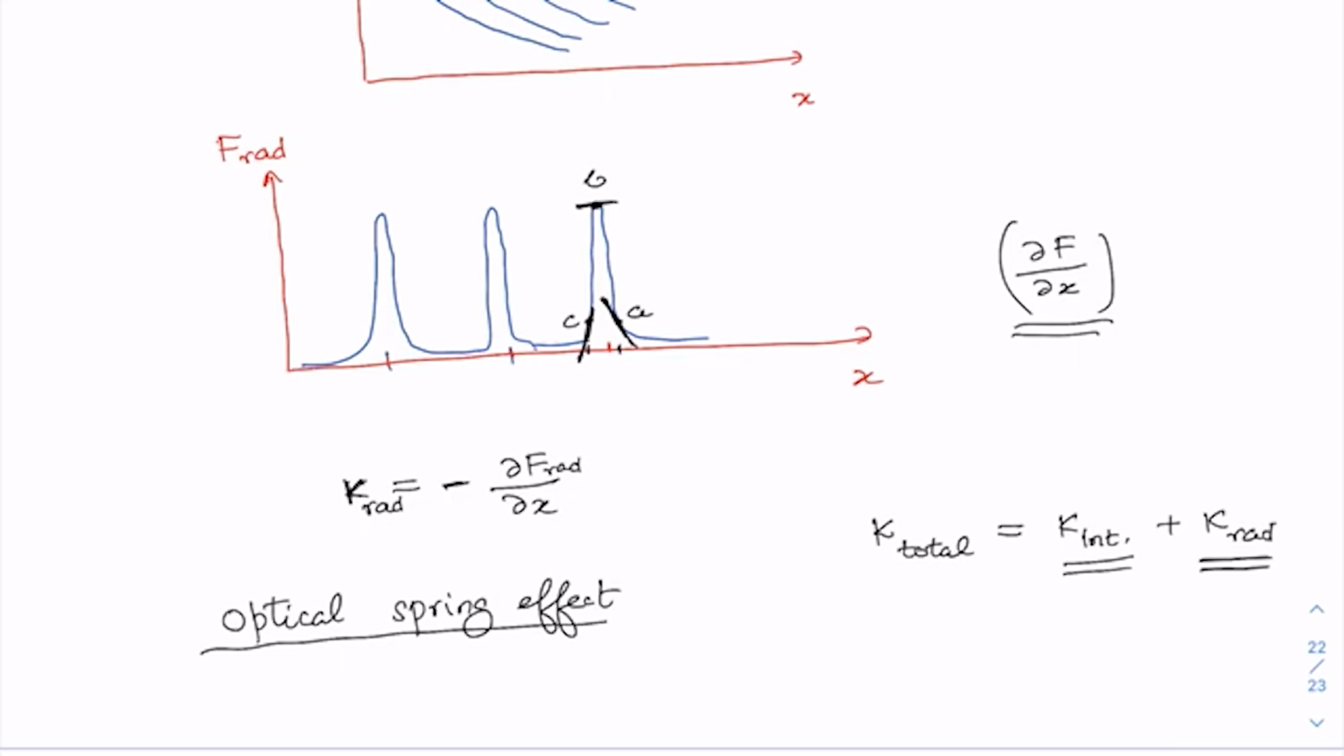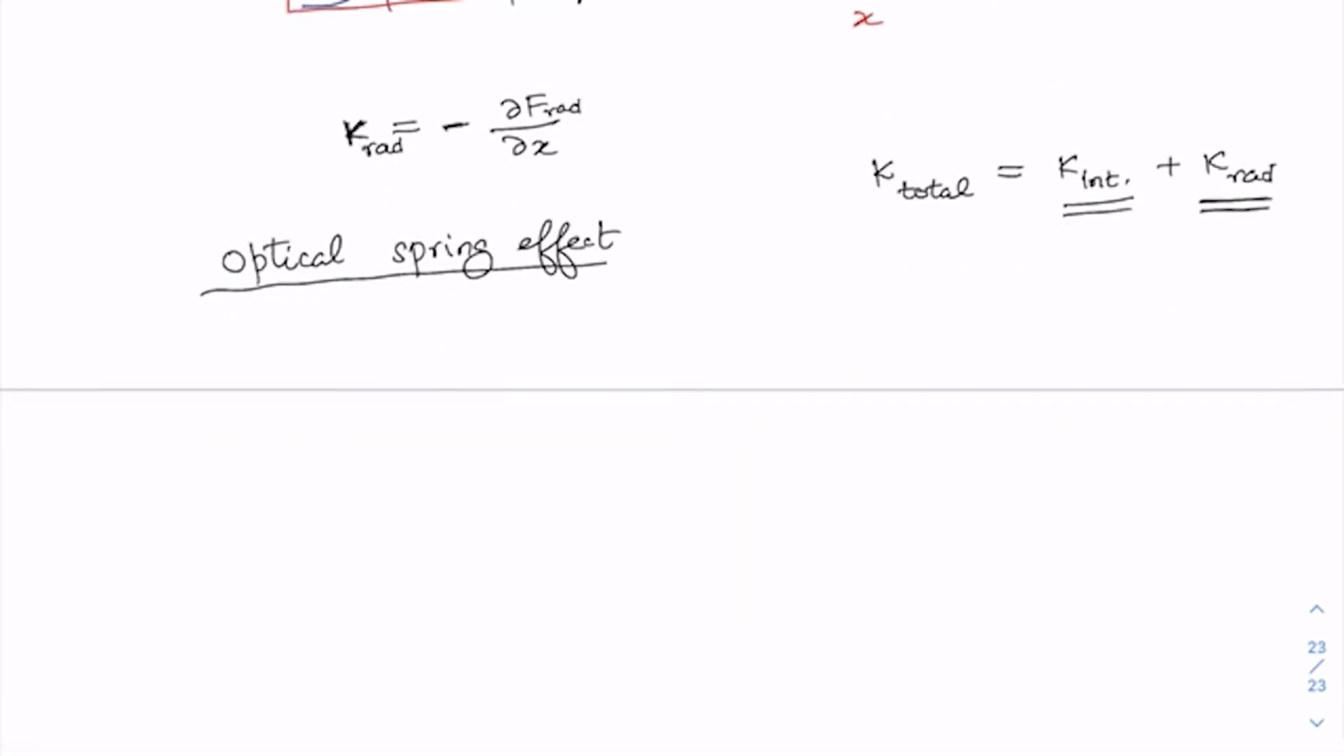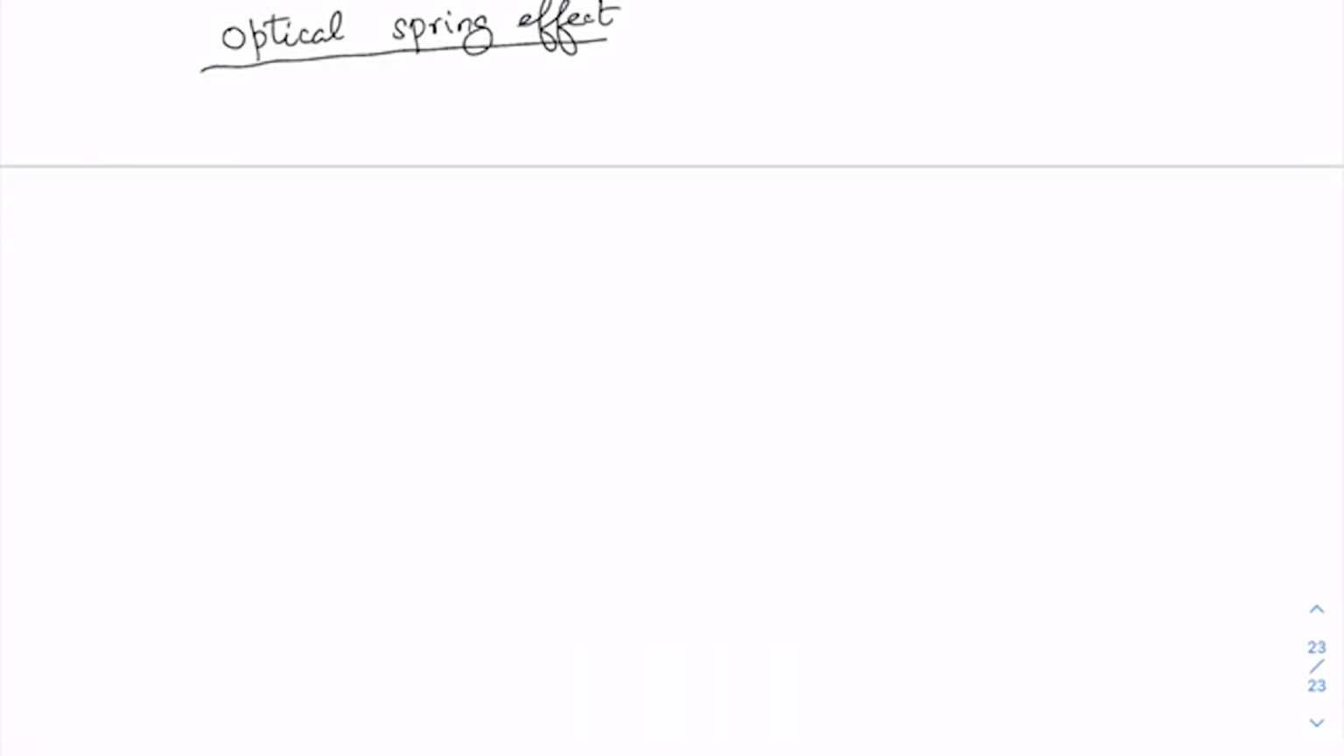In fact, we can understand the optical spring effect from another perspective as well. So let us understand that. It is basically from the concept of potential. We know that the force is the gradient of the potential, that is -dV/dx.